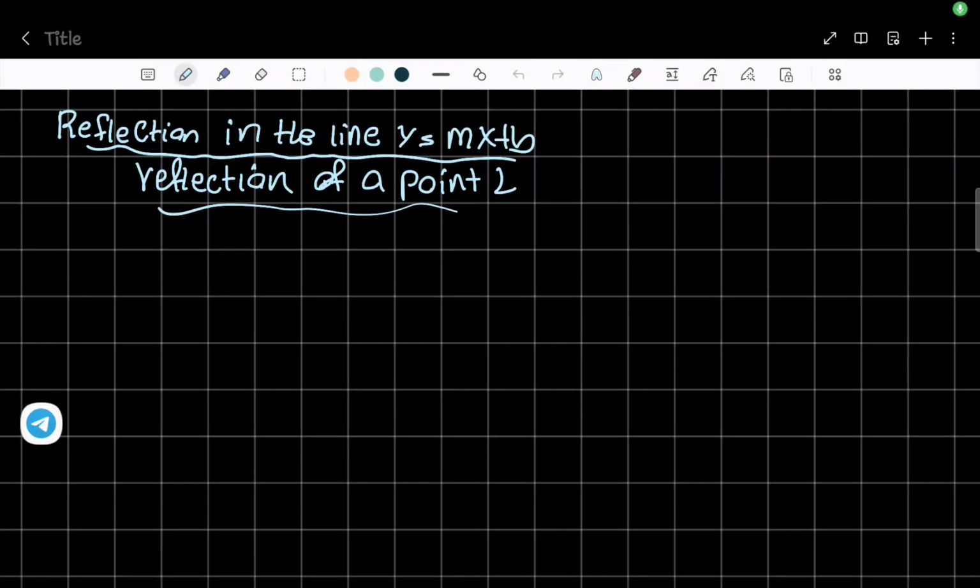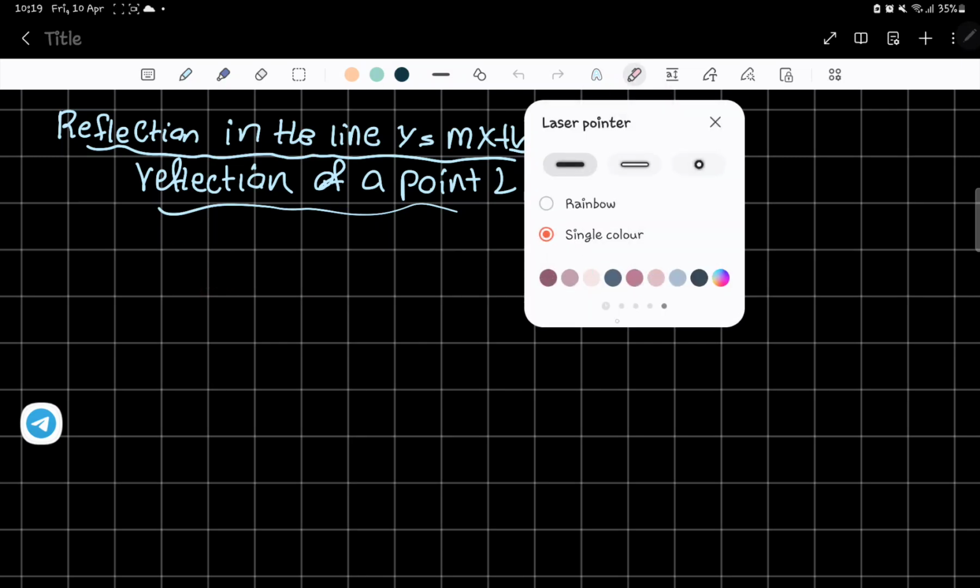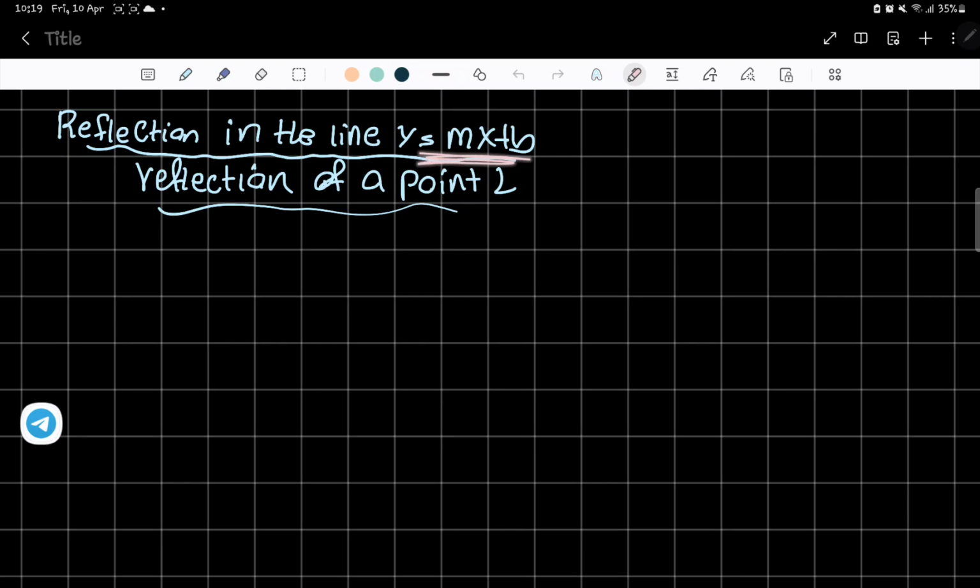We'll be discussing reflection in the line y equals mx plus b, the reflection of a point on a line. So first we need to define what kind of line this y equals mx plus b looks like.